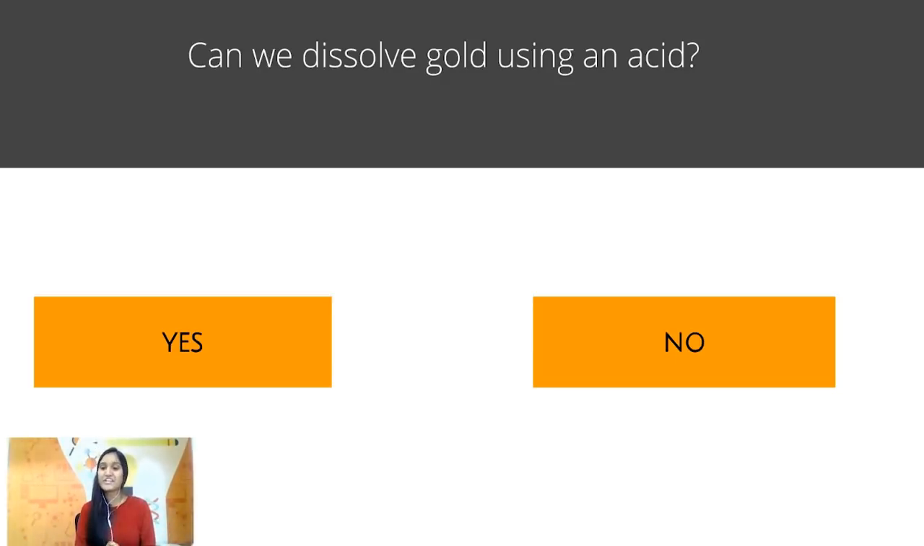Most of you say yes, and most of you again say no. It's a mixture of responses. Yes and no. Okay, that's fine then. I can't determine the ratio right now because it seems like a perfect mixture. Well, anyway, coming back, can we dissolve gold using an acid? A few of you said yes, we can dissolve. Okay, if we can dissolve, fine, I'm coming to you. And I'm talking about those who said no, we cannot dissolve gold with an acid.